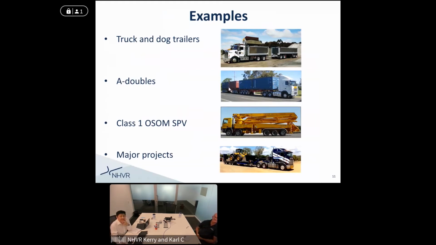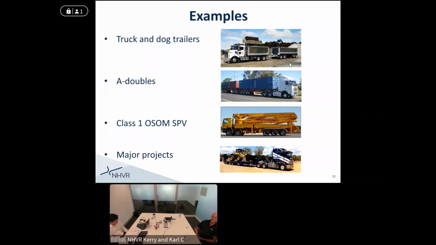So we're going to go through a couple of examples here. So the first thing is truck and dog trailers, very common. They've been running around forever. Majority under notice. Most of them run under notice, and have run under notice for a long time prior to the HVNL being in, and a long time prior to PBS being in. And then we have a look at A-doubles, which is probably one of the most efficient PBS vehicles that are around, providing really good safety, productivity and efficiency benefits through the use of those.